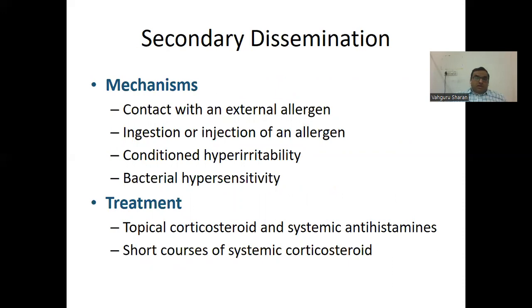What is the mechanism of dissemination in secondary eczema? Contact with an external allergen, ingestion or injection of an allergen, conditioned hyperirritability, bacterial hypersensitivity. What is the treatment of secondary eczema or id or autoeczema? Topical corticosteroids and systemic antihistaminics. You could always use a short course of systemic corticosteroid for the id reaction. But mind you, treat the inciting or the first eczema, then treat the secondary eczema. Primary eczema or primary fungal or primary anything is to be treated, then secondary dissemination will be prevented.